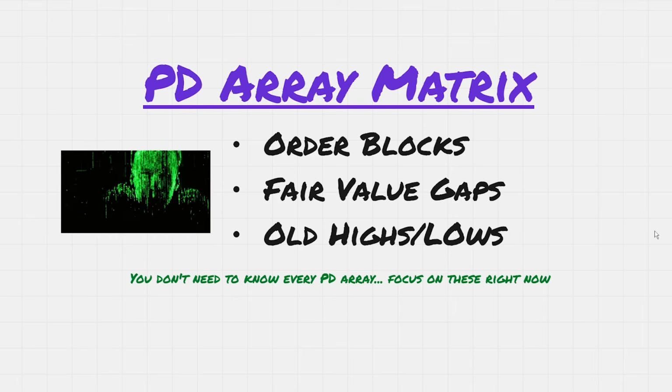The next thing that we're going to take a look at is the PD array matrix: order blocks, fair value gaps, and old highs and lows. I know this sounds like a word salad right now. I promise you, I'm going to simplify it all on a real chart. So I'm going to take everything that we're talking about right now and apply it to real examples to simplify it all down.